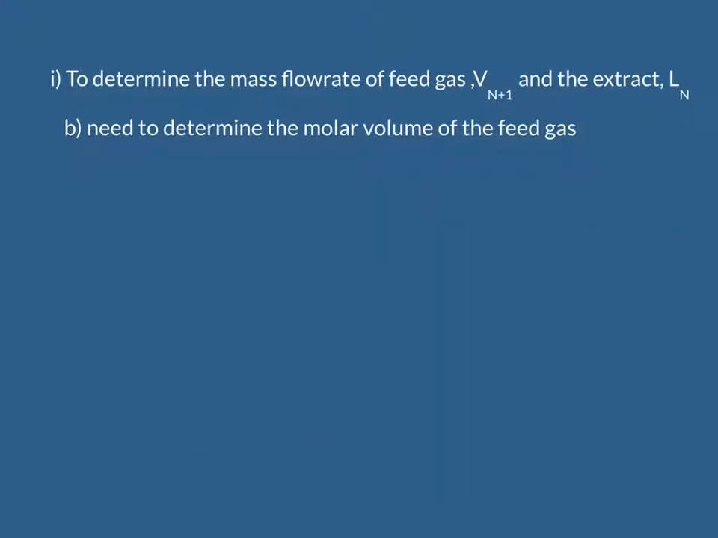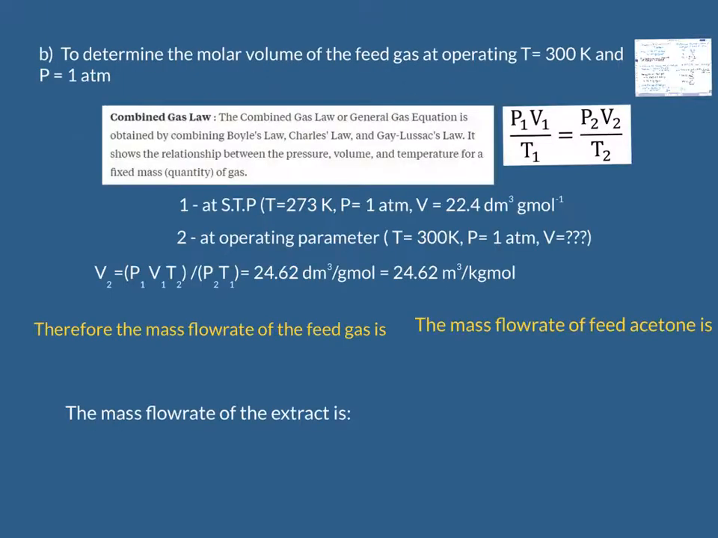The second step is to find the molar volume of the feed gas. In order to do that, we need to continue the calculation. Before we can determine the mass flow rate of the feed gas and the extract, we need to determine the molar volume of the feed gas at the given operating condition, 300 Kelvin and 1 atmospheric pressure. Therefore, we need to use the combined gas law, which is P1 V1 over T1 equal to P2 V2 over T2.